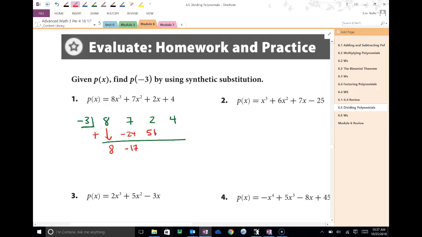51. Then I add straight down. This just becomes a little pattern. So it's 2 plus 51, 53. Now I multiply 53 times -3. 159. Yep, you're right. Then add: what's 4 plus -159? -155. Guess what the answer to this is. If I took -3 and plugged it into the polynomial, the answer would be -155. So p of -3 is equal to -155.